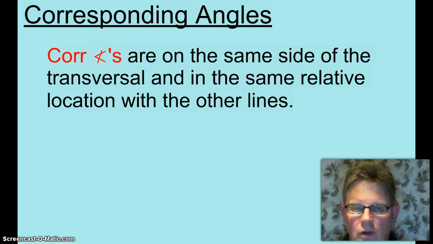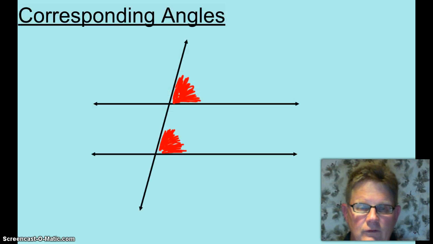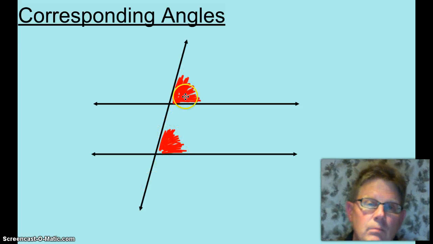So let's go ahead and look at an example of corresponding angles. Right here. The transversal is oblique, this line here, and these two lines appear to be parallel, but we're not sure about it right now. Okay, so they are both on the same side and they're both above the other two lines. They're in the same relative location. They're both to the right of the transversal and they're both above the other two lines.